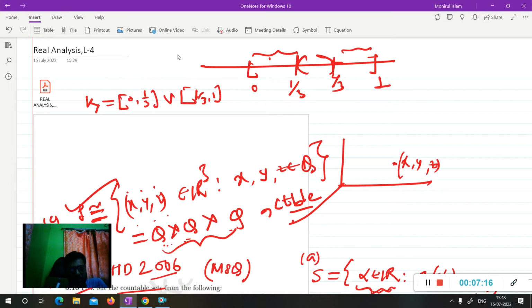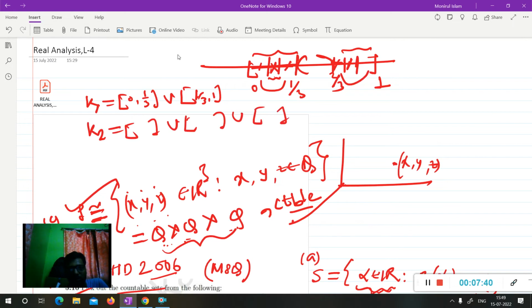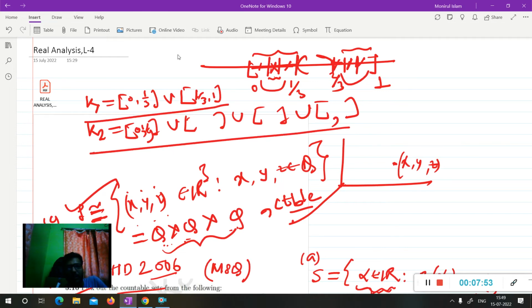After this, do the same process with each of these. Divide into three parts, delete the middle part and leave the others. Then you get the union of these two parts, and do the same with the other, so K2 will be the union of 4 intervals: this one the first part, this one the second part, this one the third part, and this one the fourth part. Similarly, you continue the process.